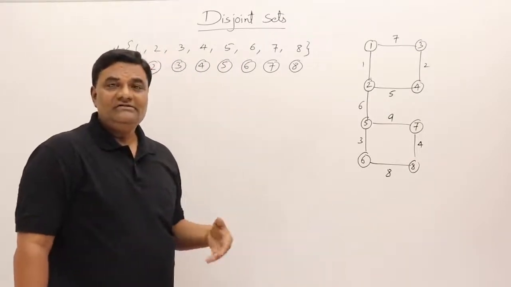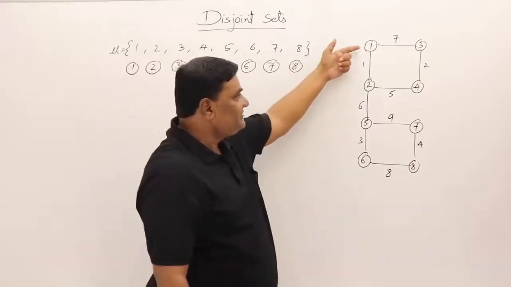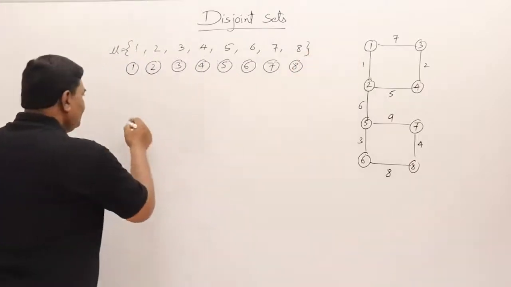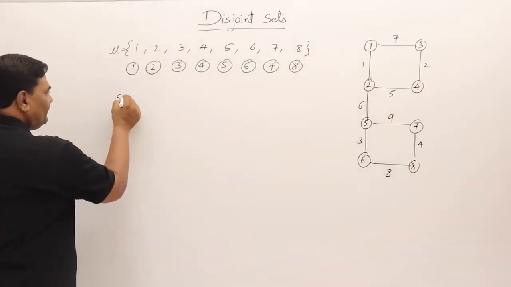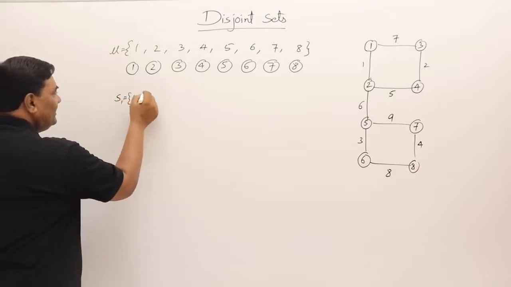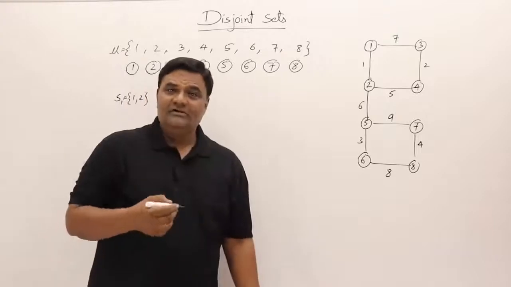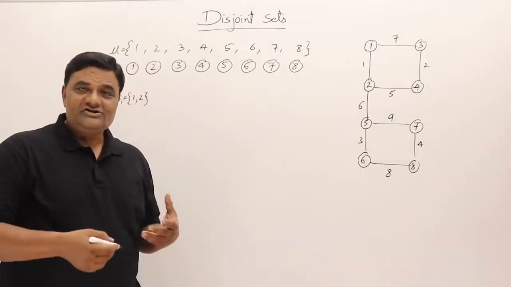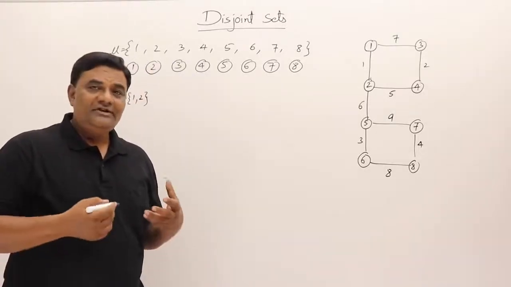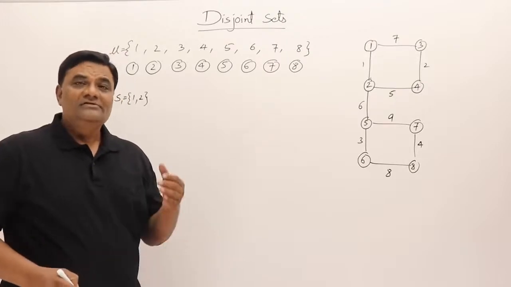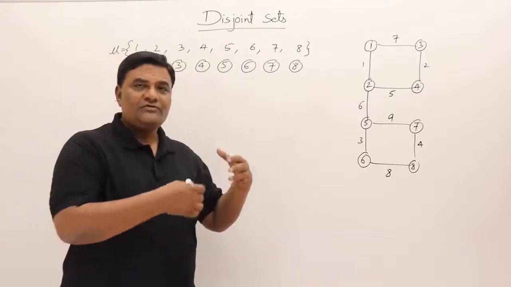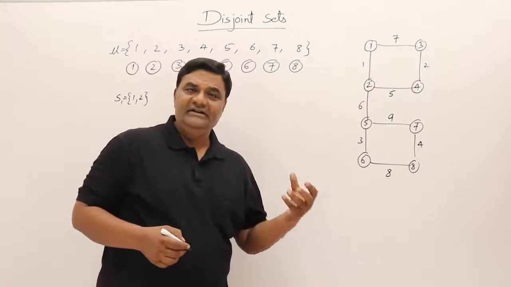Now I will go on including the edges. So the first edge is 1, 2. If I include edge 1, 2, you remember I was making a set as 1, 2. Now actually we don't need a set. We are not performing mathematical operations here like intersection, union, difference. What we want is just to detect a cycle. So we want to do it in an easy way.